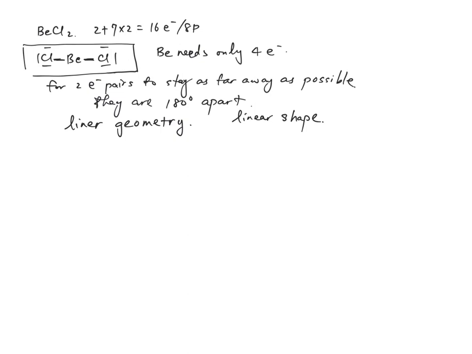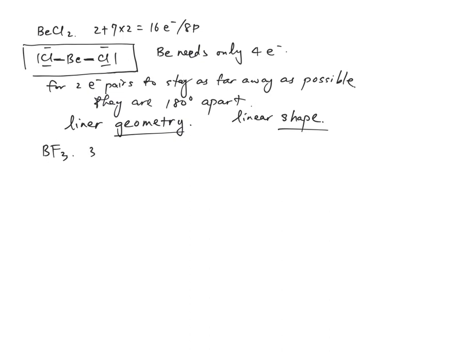Now, why do I repeat myself, saying linear geometry and linear shape? Well, because these two are actually two different things, and it's going to show up in different, more complicated molecules. You're going to see their difference. All right, so now let's take a look at boron trifluoride.